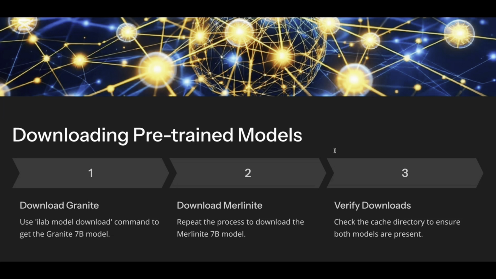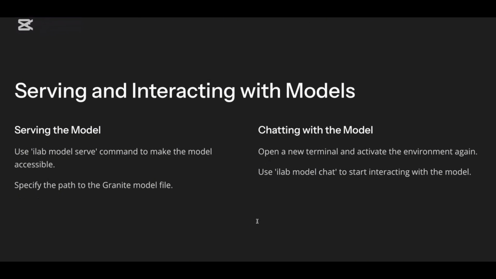We will be downloading some pre-trained models. We will be working with two models, which are Granite from IBM and Merlinite. These are the two models we will be working with, where the 7B stands for 7 billion parameters. We'll verify the downloads and see how we can use them in serving in a chatting application, how we can use that to chat in a claims application, and what it can do. So the two models we'll be using today are Granite and Merlinite.